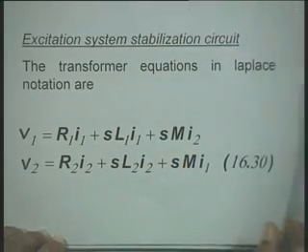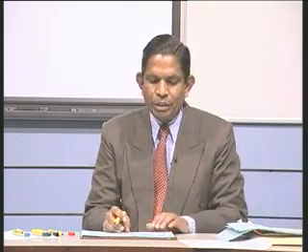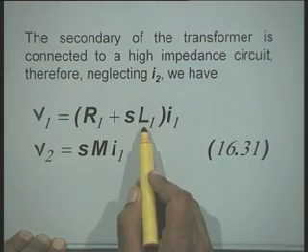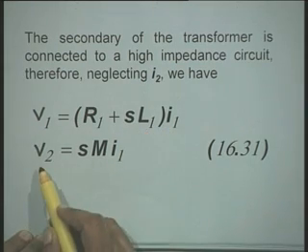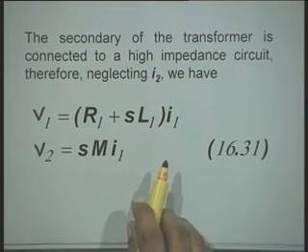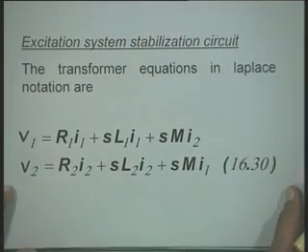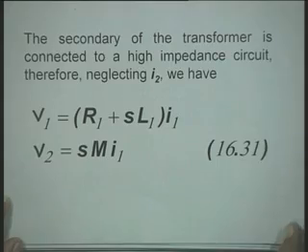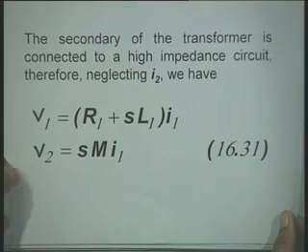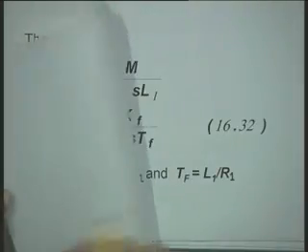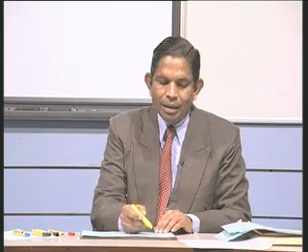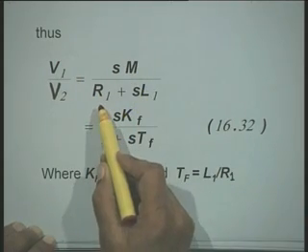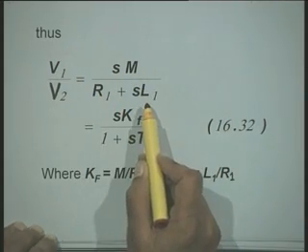Now, when we make this assumption that I 2 is 0, we substitute I 2 equal to 0 in these two equations, then our equations will reduce to this form: V 1 equal to R 1 plus S L 1 into I 1, V 2 equal to S M times I 1. That is, in these two equations I am substituting I 2 equal to 0. And therefore, the transfer function relating V 2 to V 1, that is V 2 by V 1, can be written as S M divided by R 1 plus S times L 1.